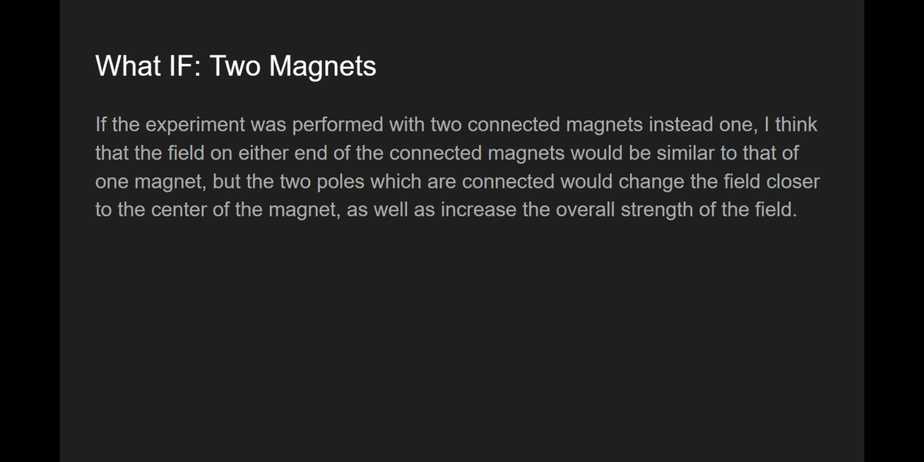What if two magnets? If the experiment was performed with two connected magnets instead of one, I think that the field on either end of the connected magnets would be similar to that of one magnet, but the two poles which are connected in the middle would change the field closer to the center of the magnet, as well as increase the overall strength of the field.